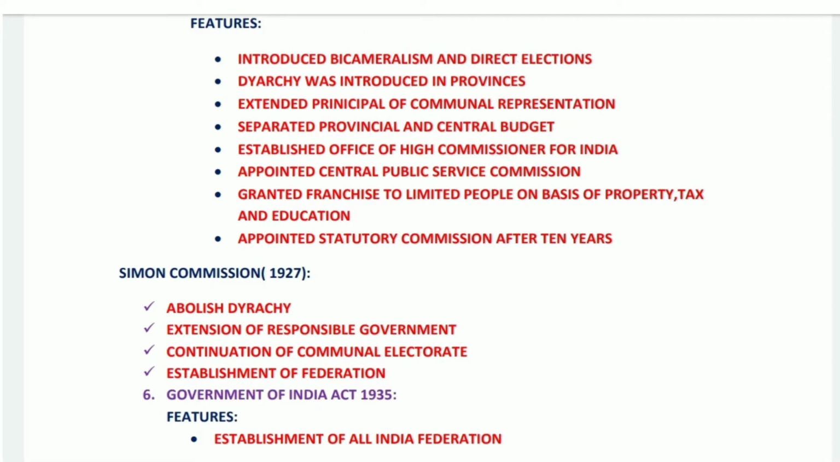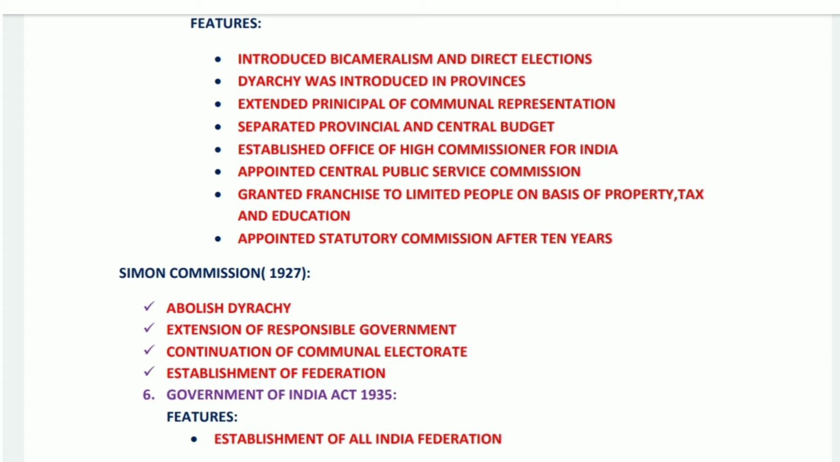And along with these things, this act extended the principle of communal representation by providing separate electorates for Sikhs, Indian Christians, Anglo Indians. And after that, this act for the first time separated provincial and central budget. So in before acts we have seen that budget was given, but from here onwards there was a separate provincial and a central budget.